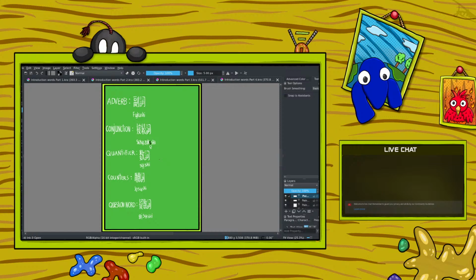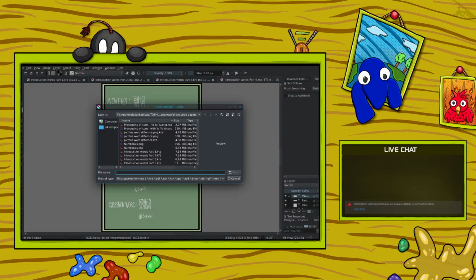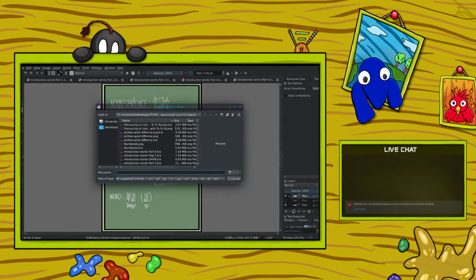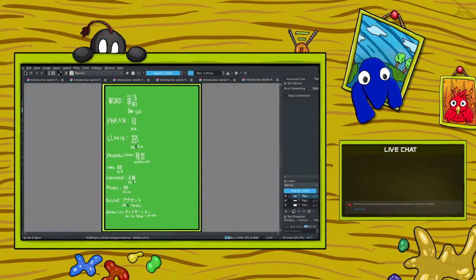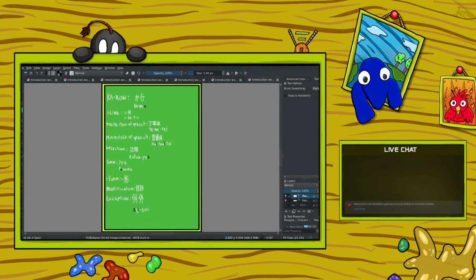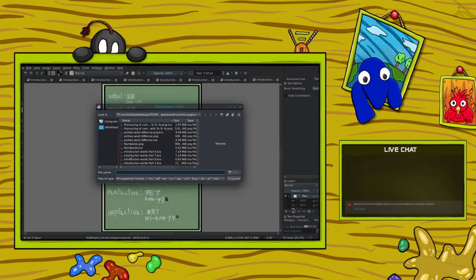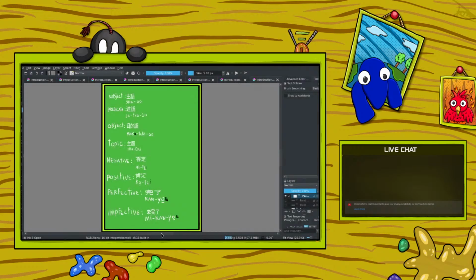So I'm going to be just doing this, picking up the 1, picking up 4, 5, 6, 7, and 8. Those are the introduction words. So those are all the words that I had.